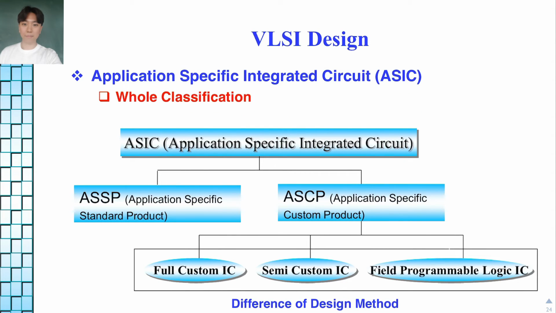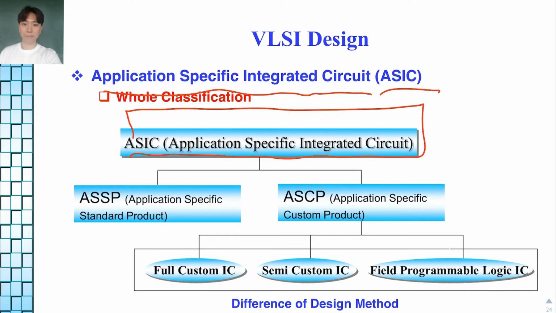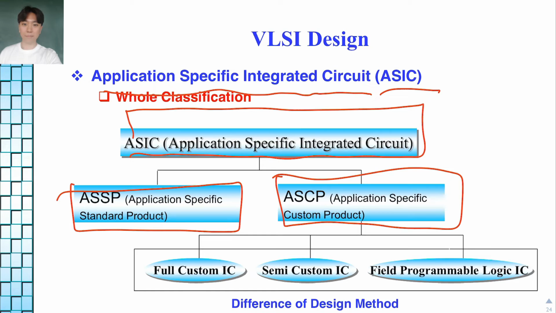This figure is the classification of ASIC. ASIC is application specific integrated circuit. The ASIC consists of ASSP and ASCP, and ASCP consists of full custom IC, semi-custom IC, and field programmable logic IC.